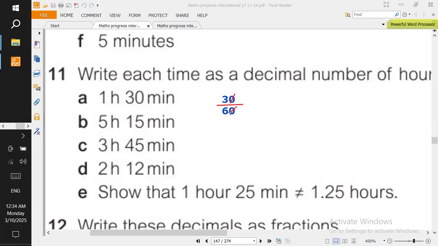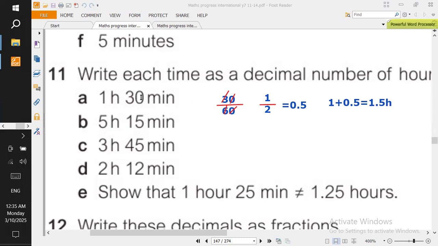The 0 will go with 0. Divide by 3, divide by 3. It's going to be 1 over 2. Okay. And 1 over 2 as a decimal is going to be 0.5. Now we have the 1 here and the 0.5. We add them to each other. So 1 plus 0.5 will give me 1.5 hours. And this is how you write this as a decimal of hours.